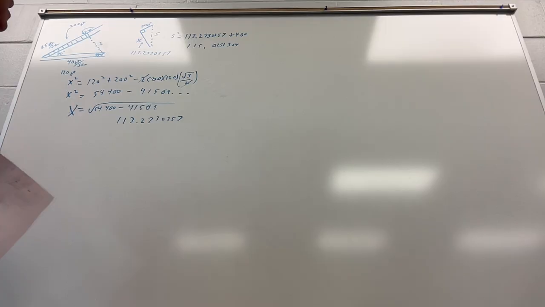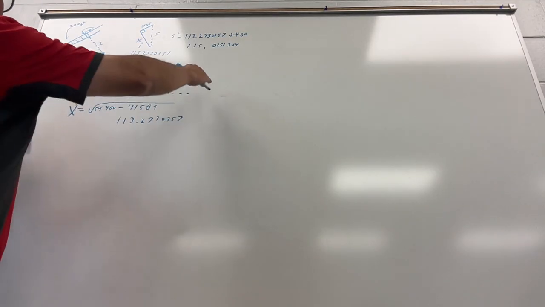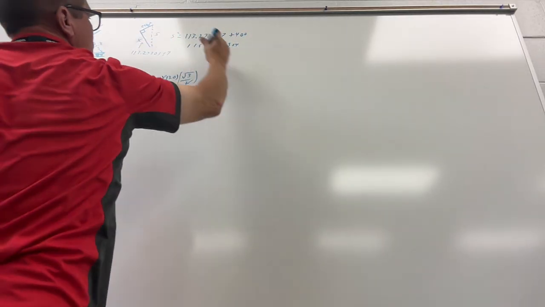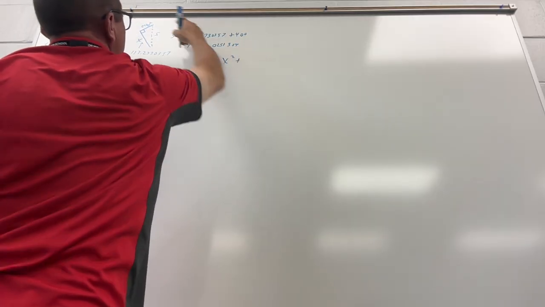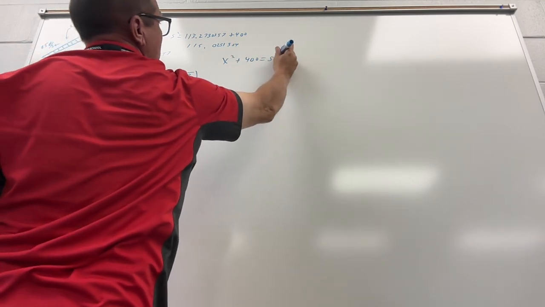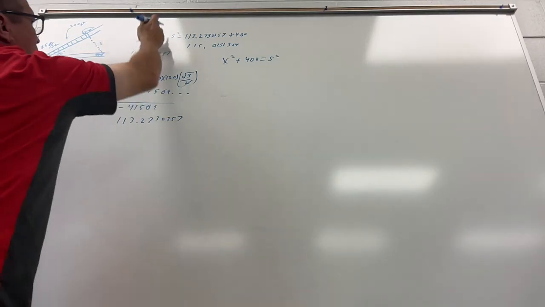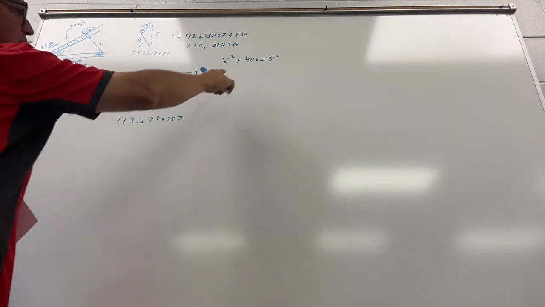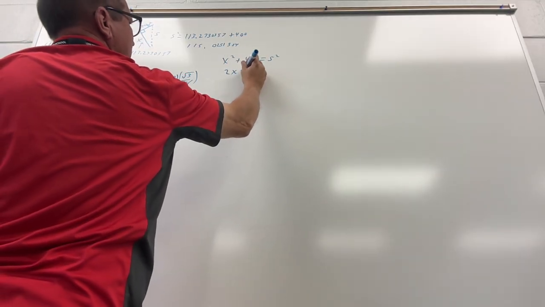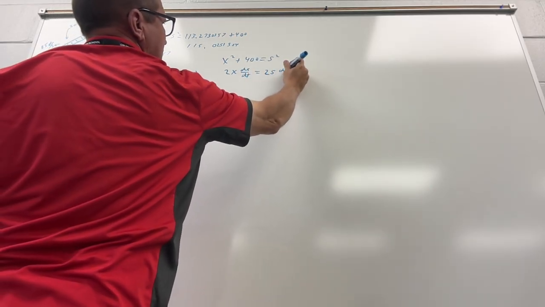All right, now we've got to start dealing with rates. So this would be X squared plus 400 equals S squared. The 20 is a constant. Your side X is always changing, which causes S to always change, but the 20 is always constant. So the derivative here is 2x dx/dt equals 2s ds/dt, and the 2's go away.